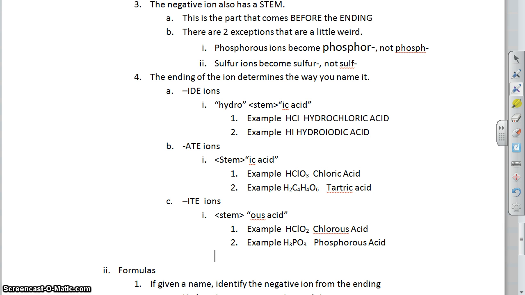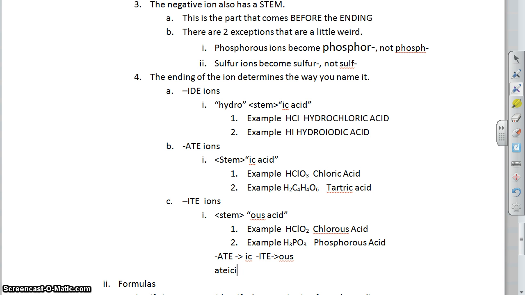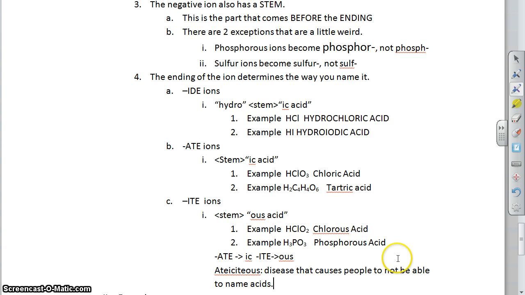There's a little trick to remembering these. If you can remember how to do ides, there's a trick for the ates and the ites. I like to say that ate becomes ic, and ite becomes ous. And what that helps us is it sounds a little bit like a disease, ate-ic-ite-ous. Ateicites. That's a disease that causes people to not be able to name acids. There you go. Ateicites. Remember ateicites.